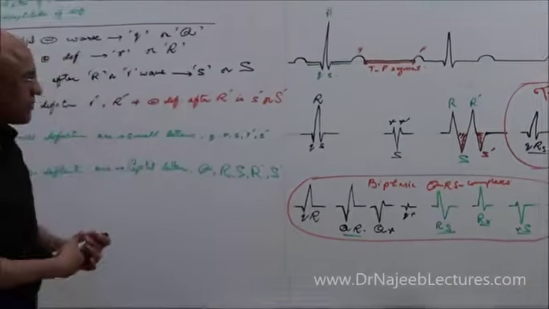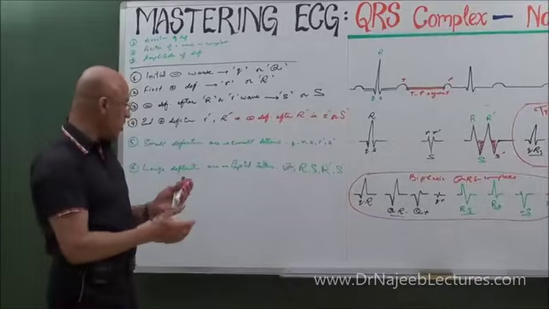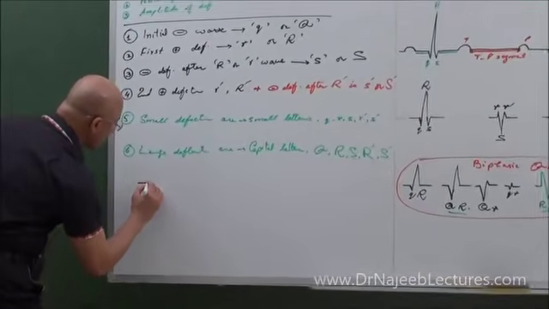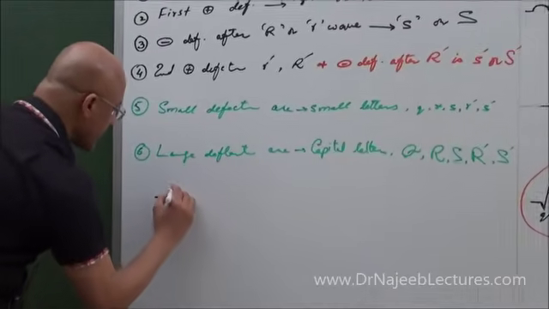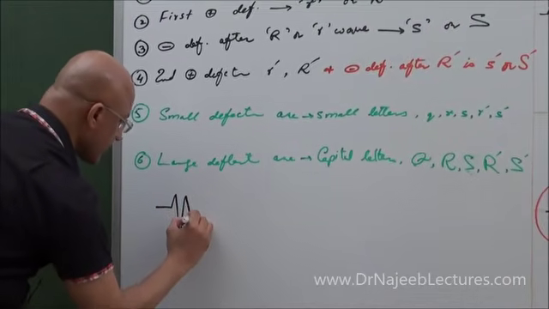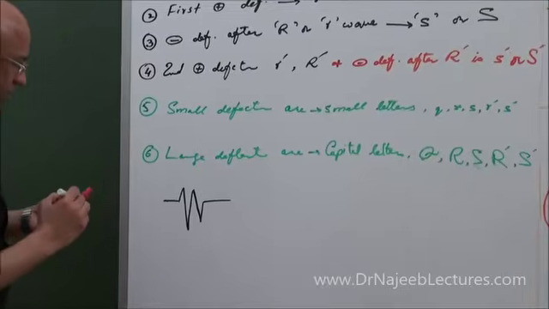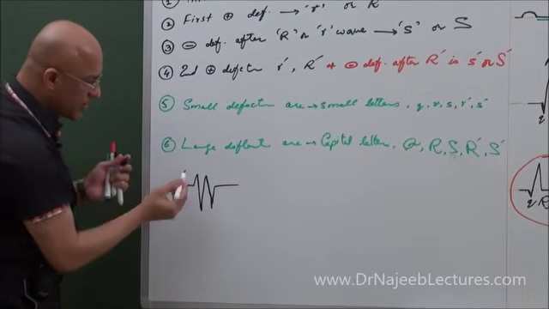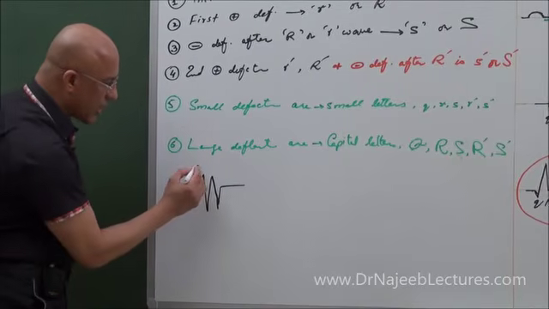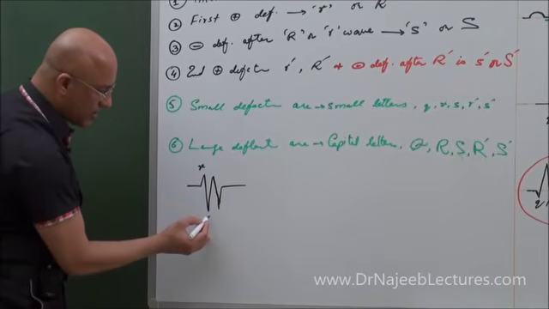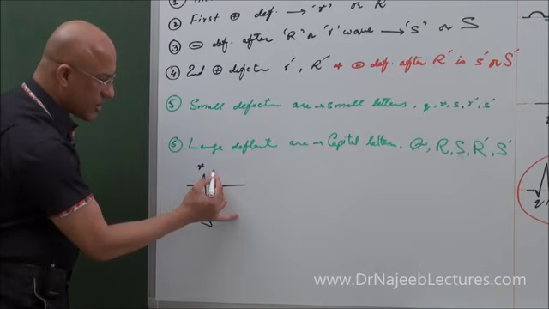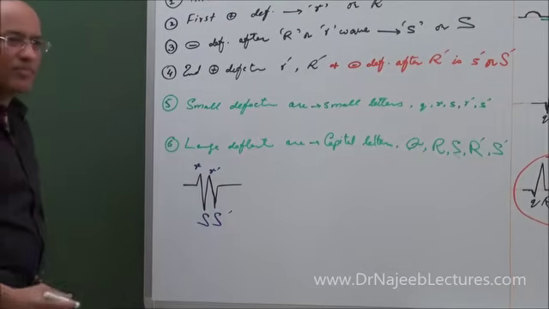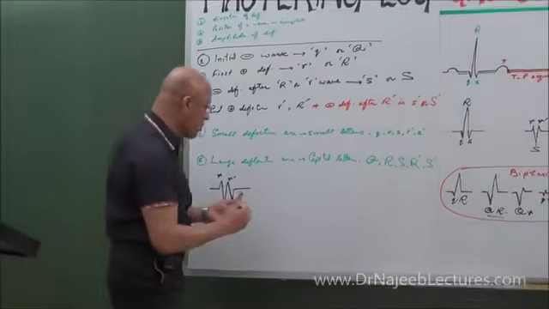Any question up to this? Okay, now I will draw something here and you will help me to label it, just as a test. What will be this? R. And if it is small, small r. And what is this? S. Large S. And what is this? R prime. And what is this? S prime.